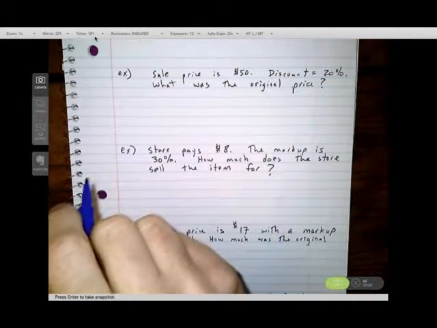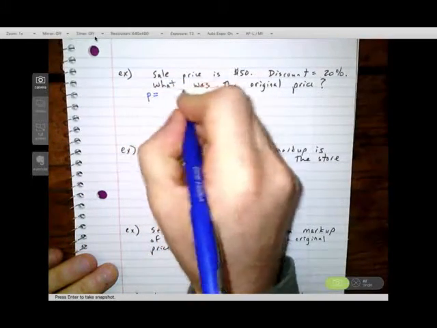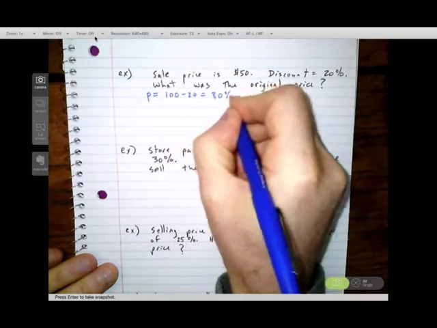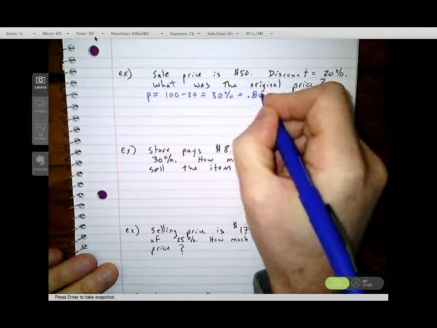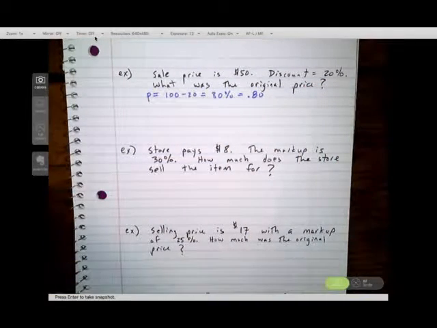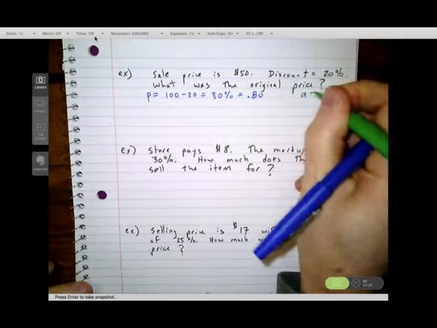Okay, so the discount is 20%. That means our P, our percent of the original, is 100 minus 20, or 80%. Moving the decimal 2 places to the left, I get 0.80. So what we're looking for here, the missing letter, is the A. I don't know what A is. I don't know what the original amount is.